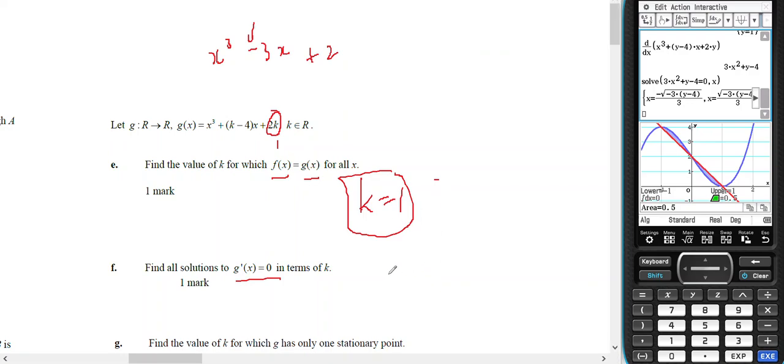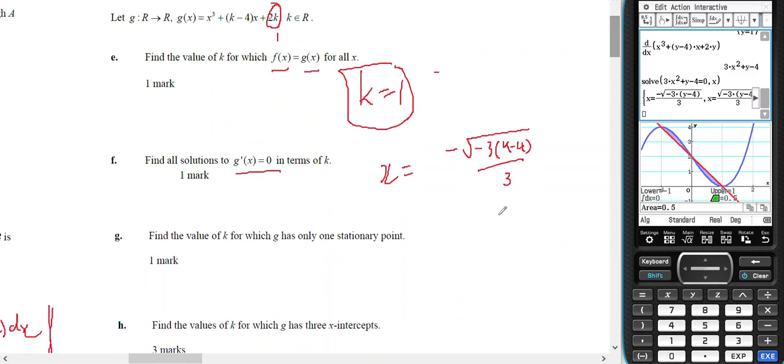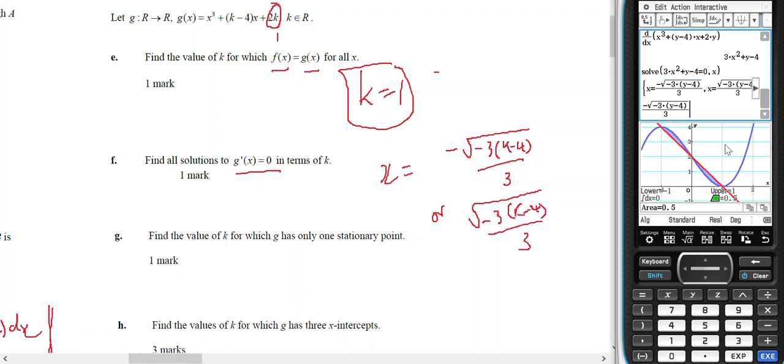So that's going to give me 2 answers. X is going to equal negative square root of (minus 3k minus 4) on 3, or positive square root of (minus 3k minus 4) on 3. You could have, if you wanted to, written that or other variations of it. So they're my two answers for F.